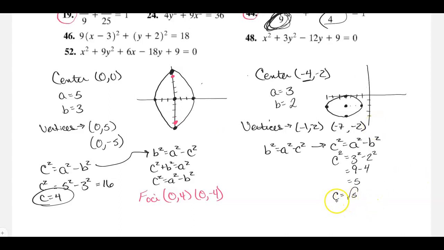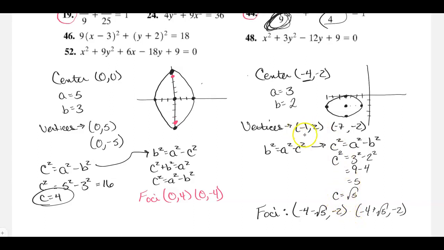So now we know where the focus is going to be. The focus is going to live square root of 5 to the left and to the right of the center. So to find my foci, I'm going to take my center and subtract square root of 5. And then I'm going to take my center and add square root of 5. So these are not going to be nice numbers, so I'm going to leave them in that square root format.